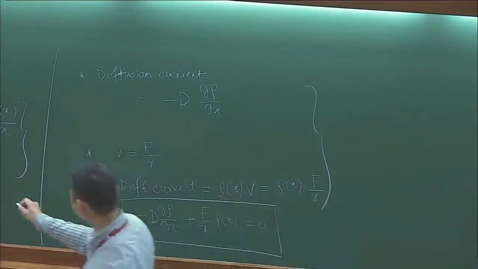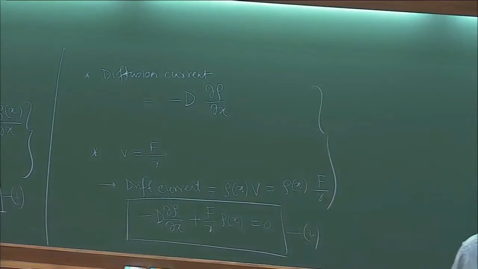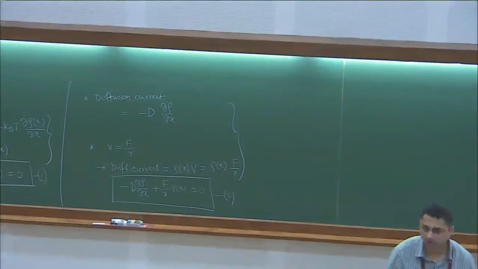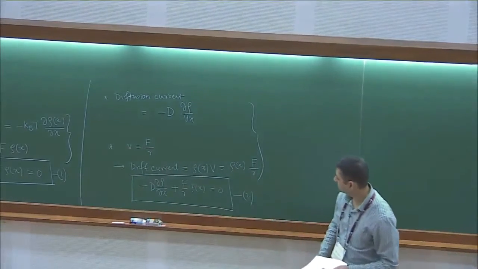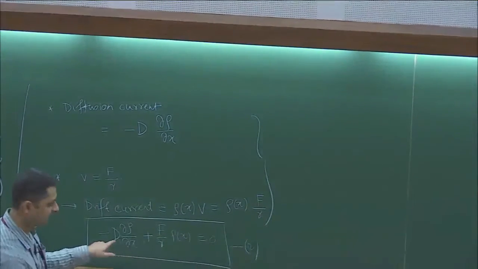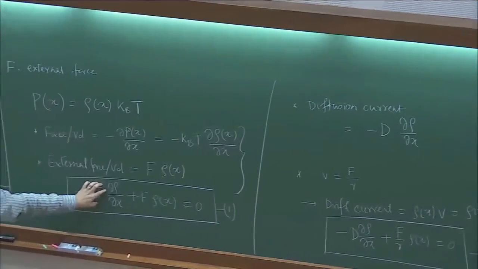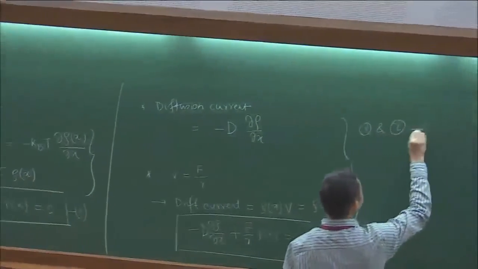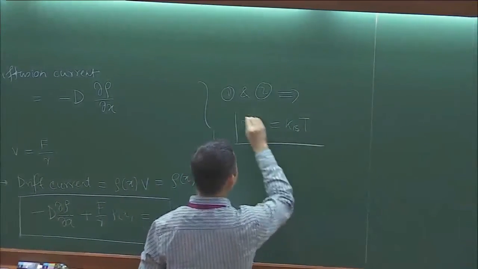So I have got one equation here, and one equation there. Are these two different equations? It's the same object, rho, so it describes the same object. Therefore, this equation must be the same as that equation. If I just multiply by gamma, then gamma D must be equal to kB T. So 1 and 2 imply that gamma times D is equal to kB T.